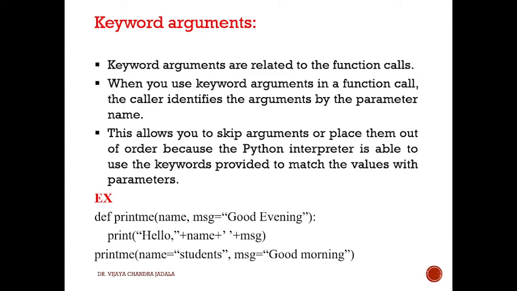Here an example is given: def printme(name, message="good evening"): print "Hello" + name + message, then printme(name="students", message="good morning"). So this is all about the keyword arguments.